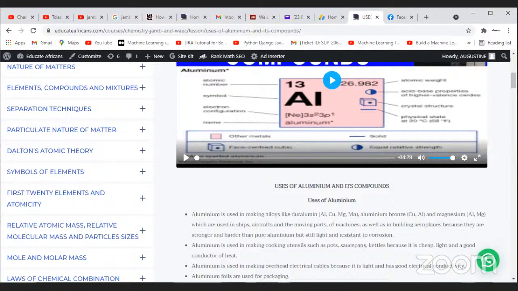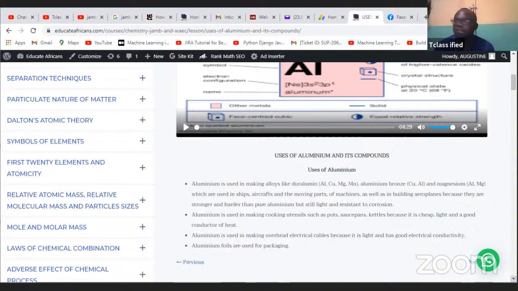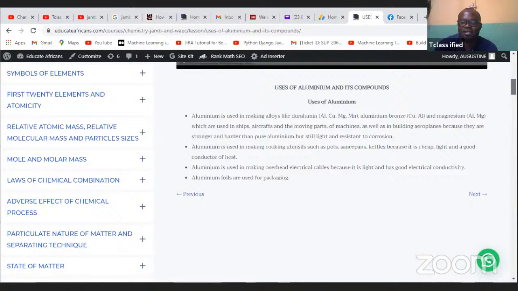Aluminium is used in cooking utensils such as pots, saucepans, kettles. You find out that most things you use in your house are actually made from aluminium, your pots and kettles, because it is cheap, light, and a good conductor. So it conducts electricity very easily. Aluminium is used in making overhead electrical cables because it is light and has good electrical conductivity. Aluminium foils are used for packaging. We all know that aluminium foils are used for packaging, and aluminium is used for making overhead electrical cables, light and conductive.